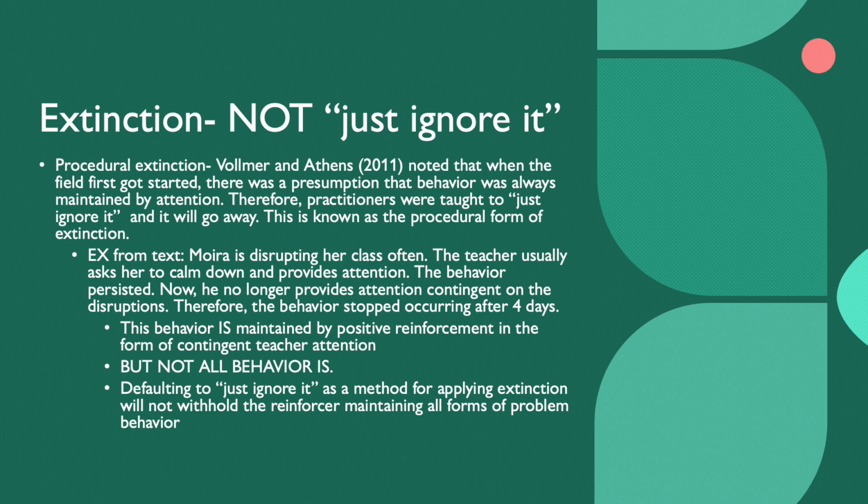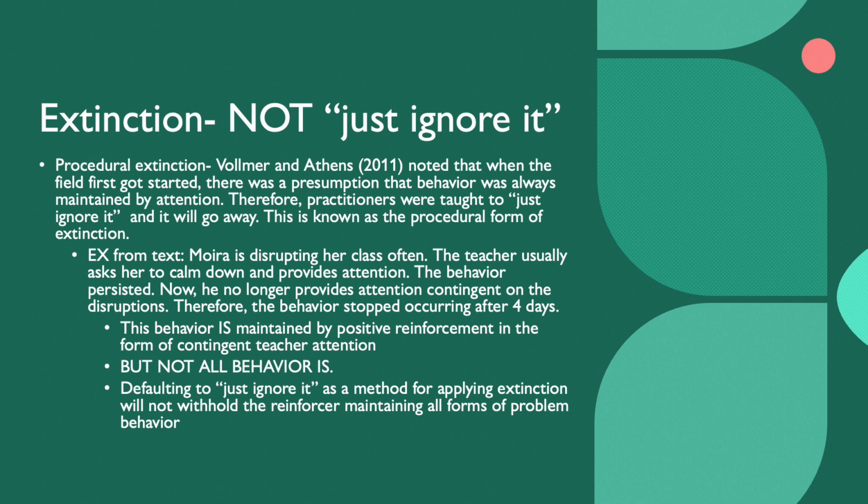So here's an example from your textbook. Moira is disrupting her class often. The teacher usually asks her to calm down, and she provides attention in different ways. And then what happens is the behavior continues occurring because Moira is potentially engaging in the behavior of disrupting her class in order to gain attention. And so now what the teacher does is that he no longer provides attention contingent on the disruptions, and so the behavior stops occurring after 4 days.